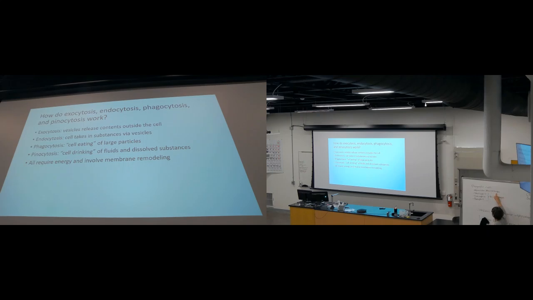So monocytes and macrophages are big eaters. Macro for big, phages for eaters. Neutrophils, eosinophils, and basophils are microphages. They are small eaters. What do they eat? Well, they eat bacteria or foreign particles. If it's a solid particle, it would be called phagocytosis. If it's a liquid particle, it would be pinocytosis. And all of these require energy and involve moving the plasma membrane.